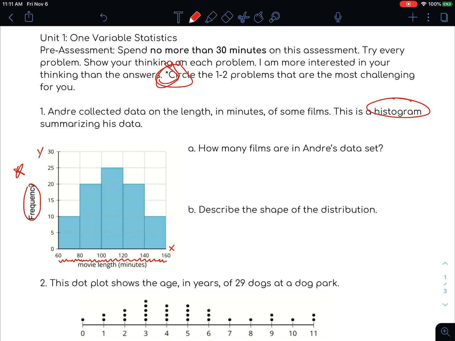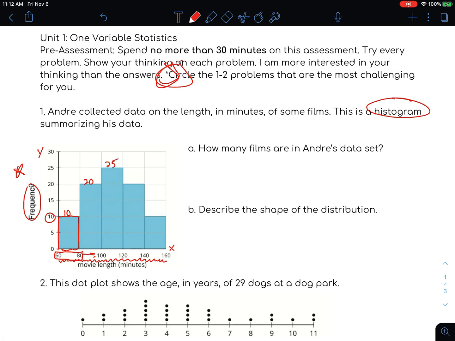Frequency basically is just tallying up how many times something happens. So let's look at the first question. How many films are in Andre's data set? What this is telling us in this first bin here, these are called bins, by the way. In a histogram, a bar is a bin. It's telling us that the frequency is 10 of anything that fits into this interval category. So there are 10 films between 60 and 80 minutes. Now, technically, it's 60 to 79 minutes, because 80 will get counted in the next one. So just keep that in mind.